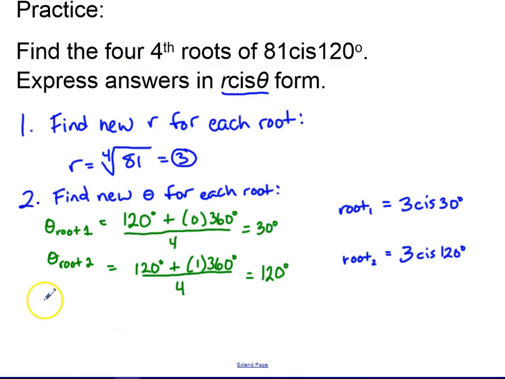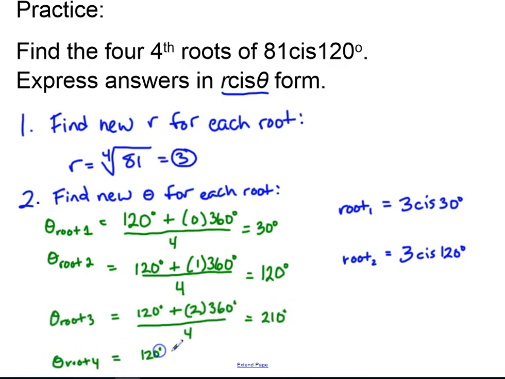Okay, so I'm going to proceed to find these final roots. We're going to add on 2 full cycles to our theta and then divide by 4. That's going to produce a new angle. Then we're going to add on 3 full cycles to our theta, and dividing by 4 gives us 300. So we have these other roots that are going to show up here.